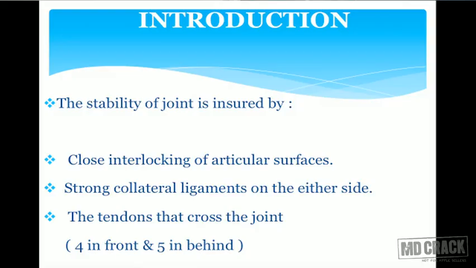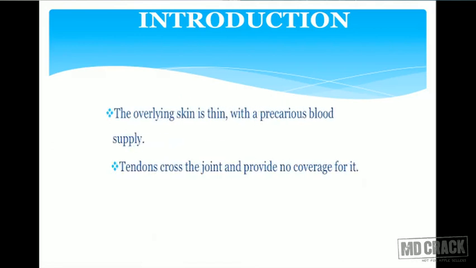The stability of the joint is ensured by the close interlocking of the articular surfaces. There are strong collateral ligaments on the tibial side as well as the fibular side. On either side it gives a good compact thing, and the tendons that cross the joint, they are usually 4 in front and 5 behind.